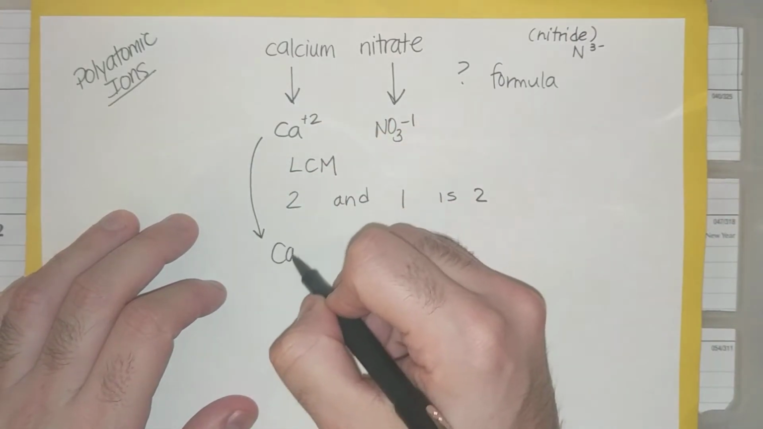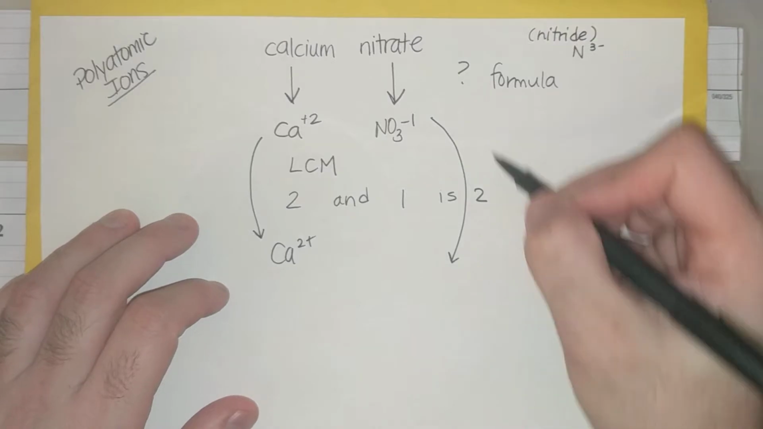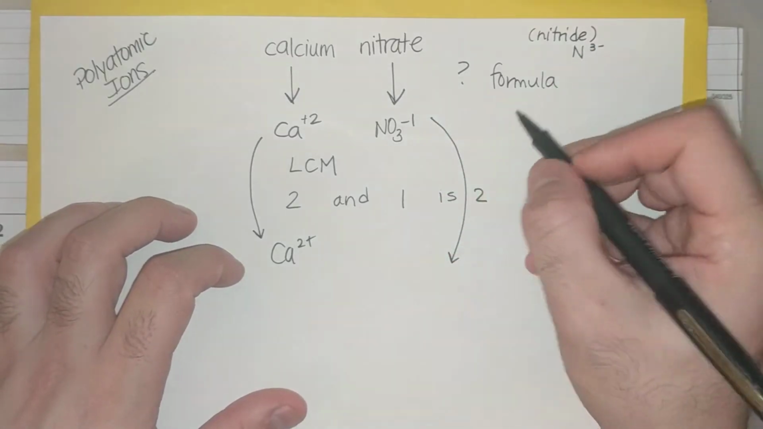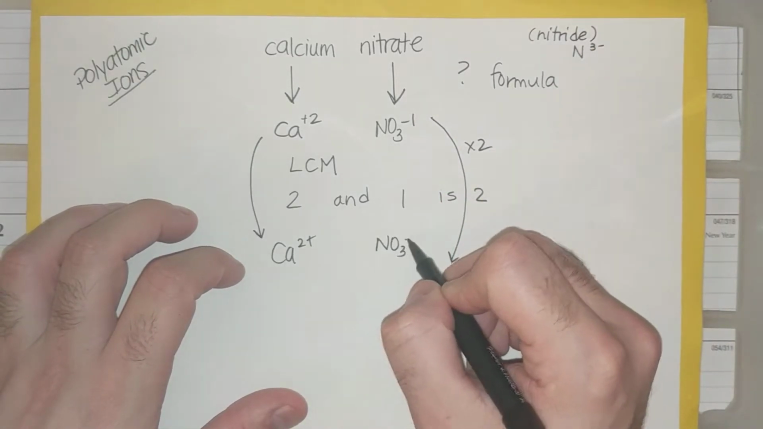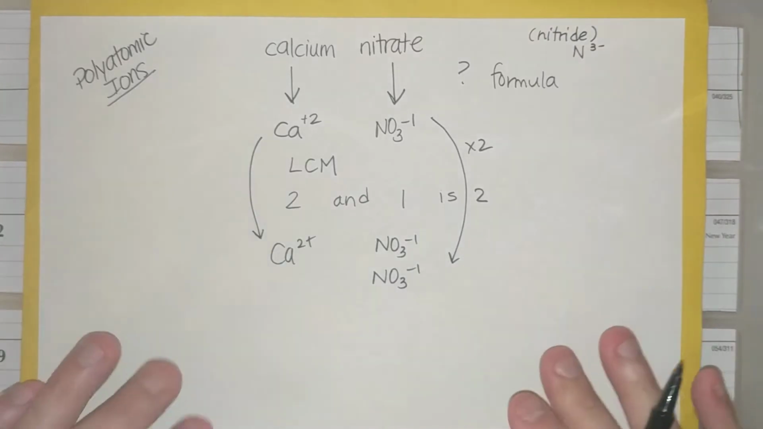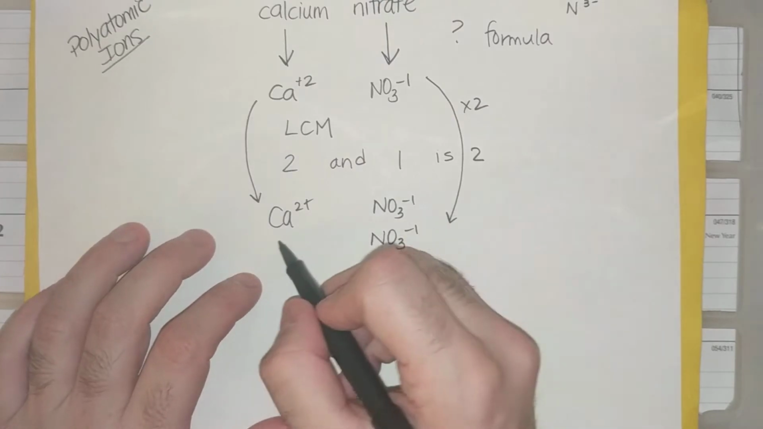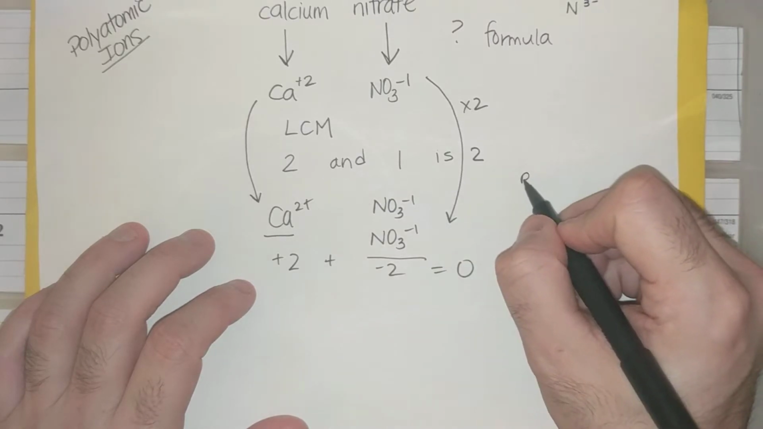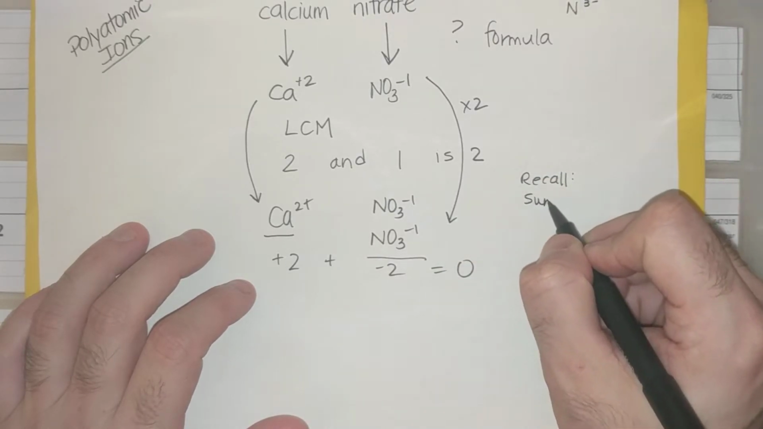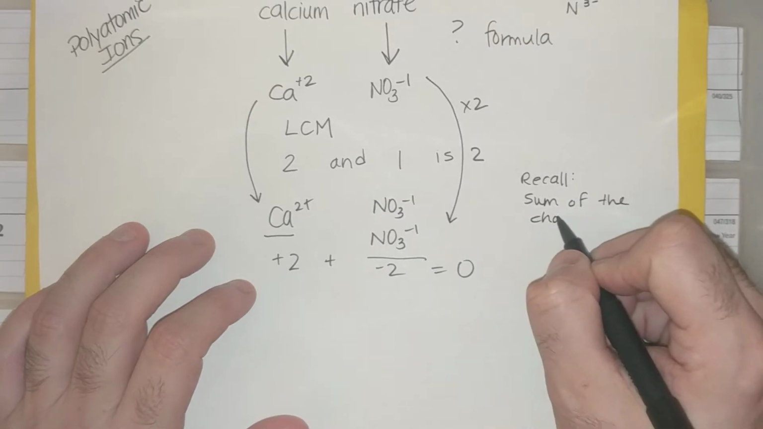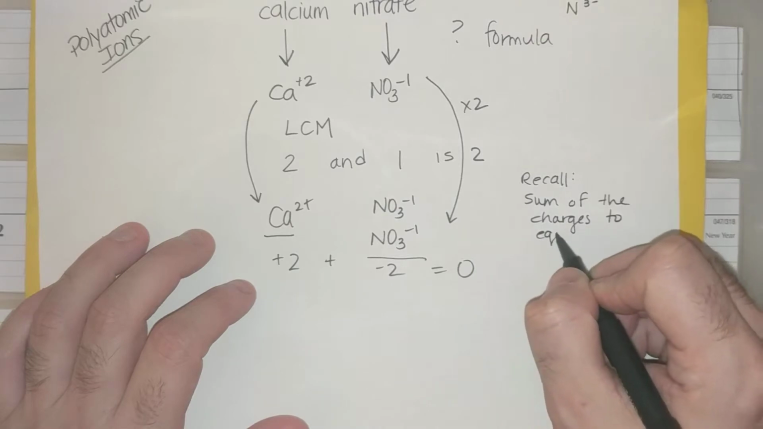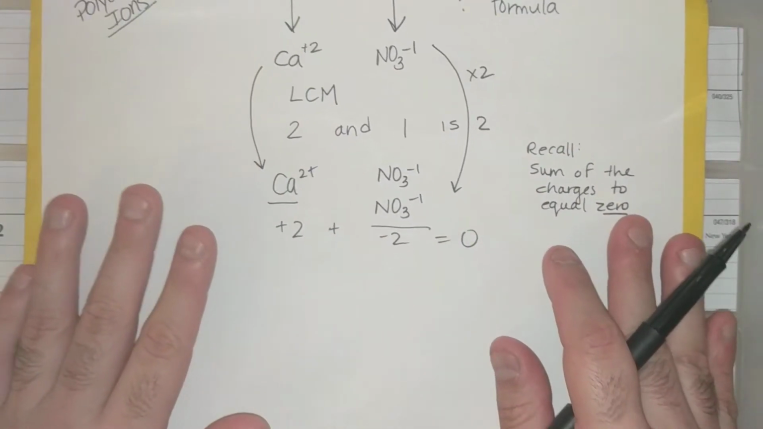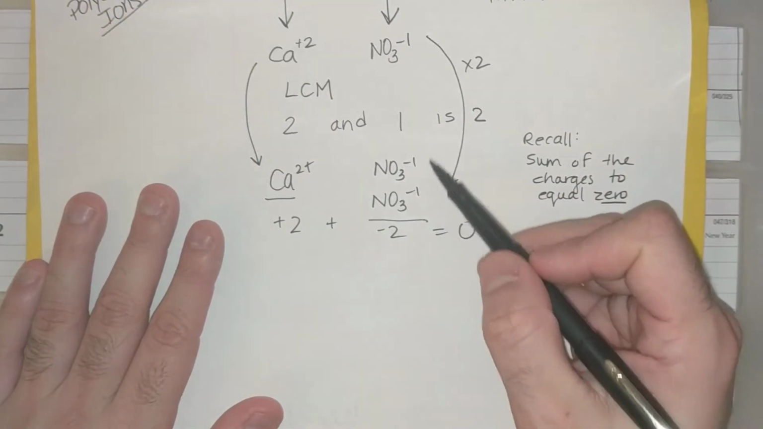Calcium is already at 2 plus. How do I get nitrate to be at 2, meaning negative 2? Well, if nitrate, NO3 minus 1, is at 1, I have to multiply that by 2 in order to give me 2 nitrate ions. And now, if I'm just looking at charges here, positive 2 plus negative 2 equals 0. And remember, we want the sum of the charges to equal 0. Okay? So I want to write a formula that contains 1 calcium and 2 nitrates.